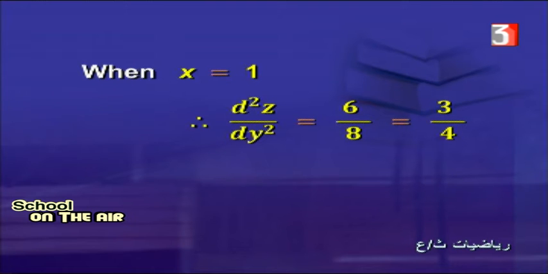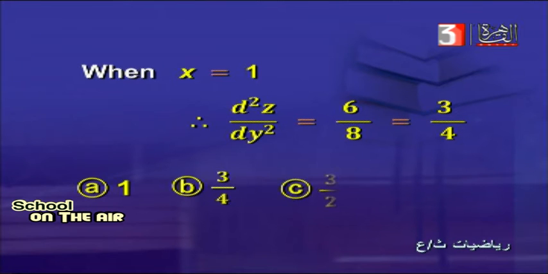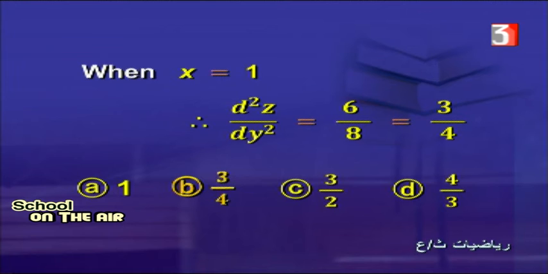Then the second derivative d2z/dy power 2 at x equals 1 equals 3 over 4, which is letter B. Then the second derivative of this function d2z/dy power 2 equals the derivative of the fraction times dx/dy, or the derivative of the variable x with respect to the variable y.